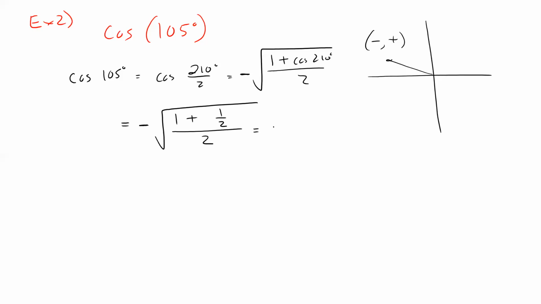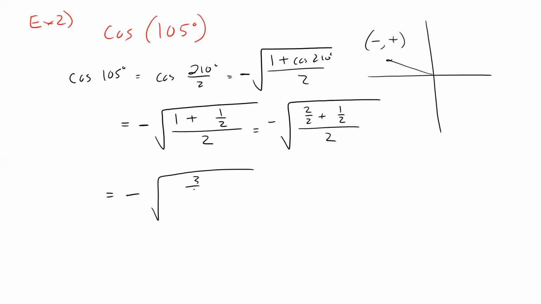So negative on the outside. Common denominator is 2, so I need a 2/2. Is that right? 2/2 plus another 1/2. Negative on the outside of this thing here. So 3/2 divided by 2 makes the square root. I'm going to change this into a multiplication again.